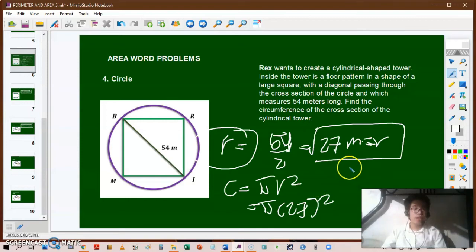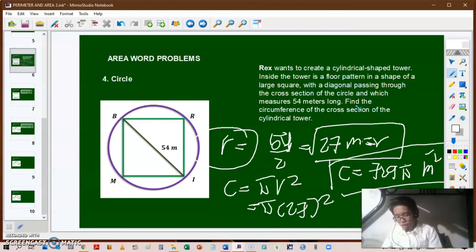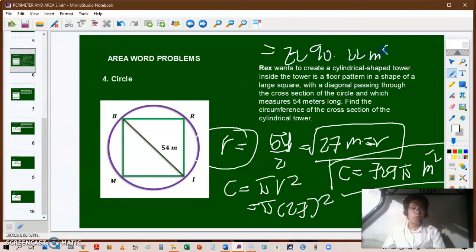Okay, and if you multiply that by pi, the area of the circle of the cylindrical tower is 729 pi meters squared. And if we want to translate that into a decimal, the exact area in decimal is 2,290.22 meters squared. So this is the area of the cross section of the cylindrical tower that we have here.